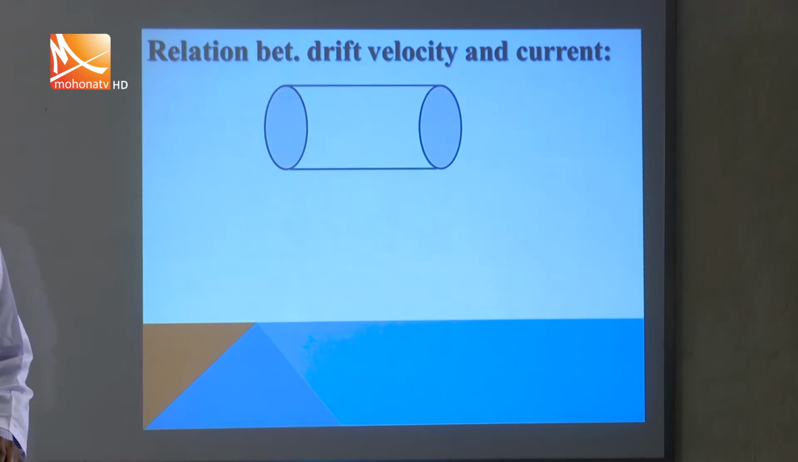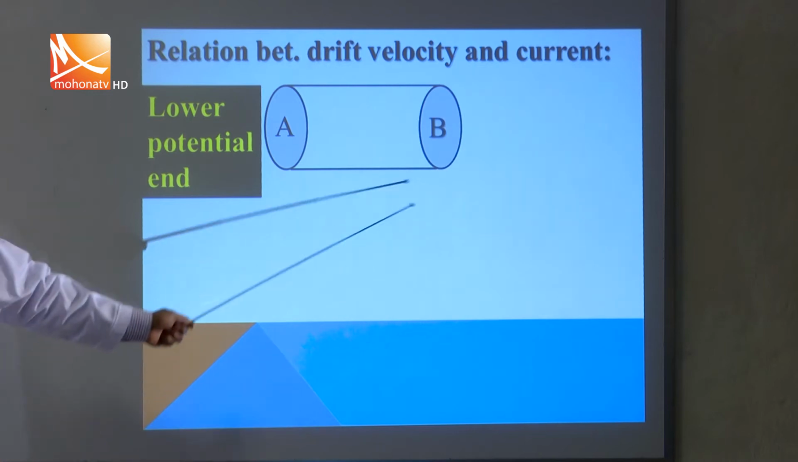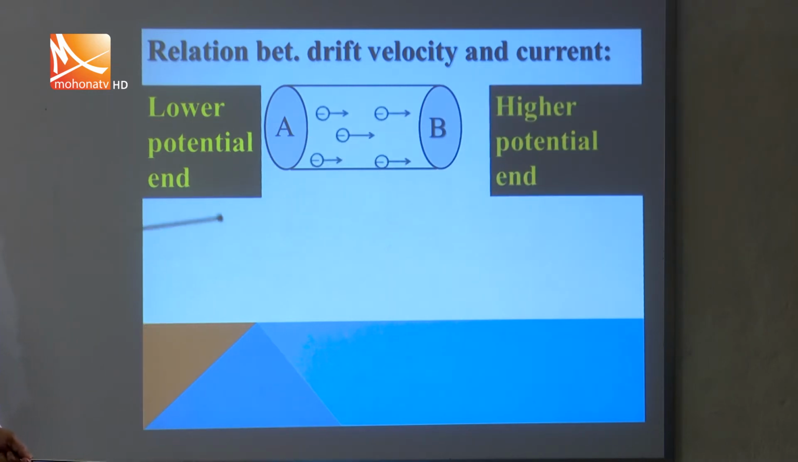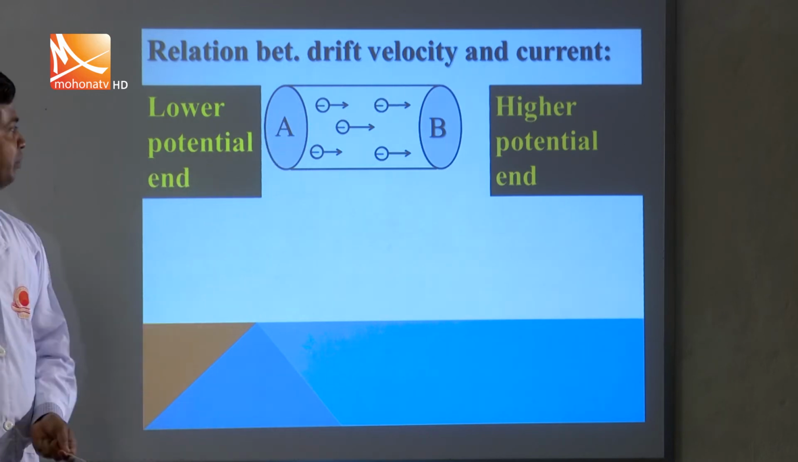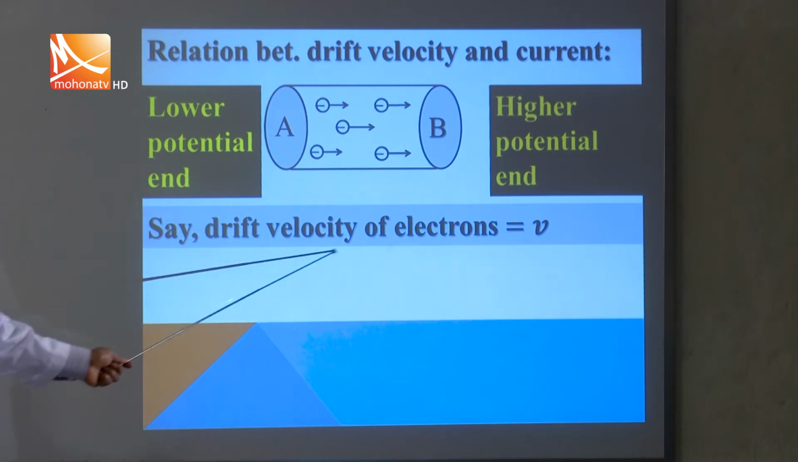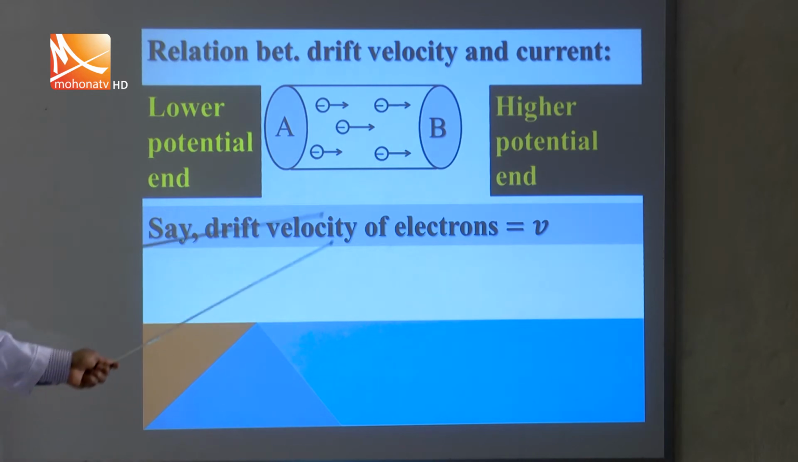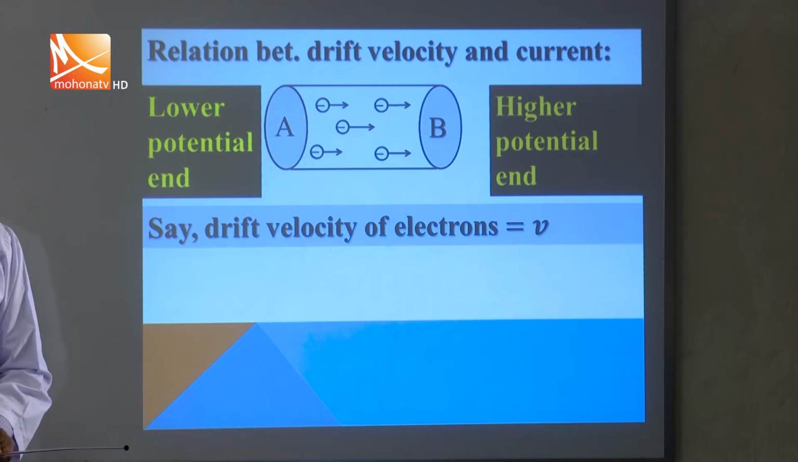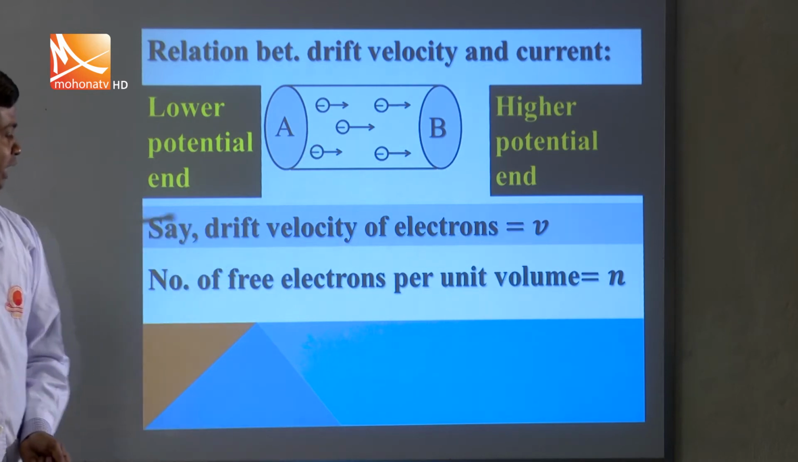Like before, we have taken a conductor with lower potential A and higher potential B, and these are the electrons. You have already noted that electrons go from terminal A to terminal B. Now, let us consider the drift velocity of this electron is a small v. And now, how many electrons exist in the conductor? Let us think. The number of electrons in unit volume is a small n.